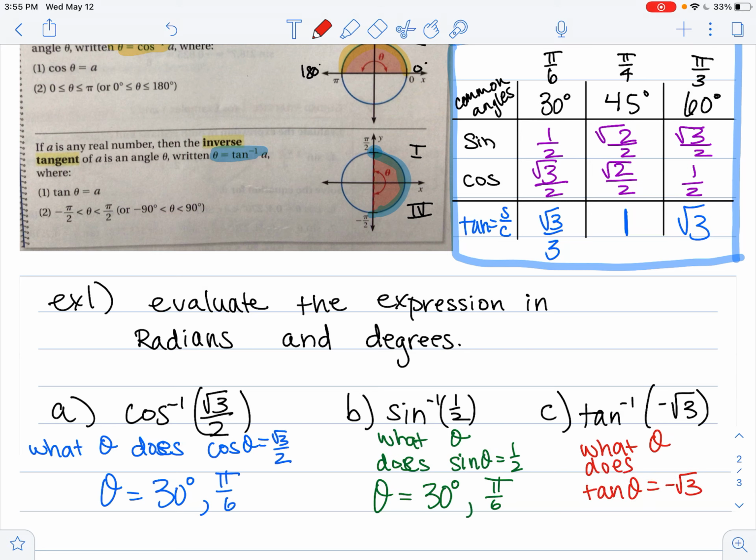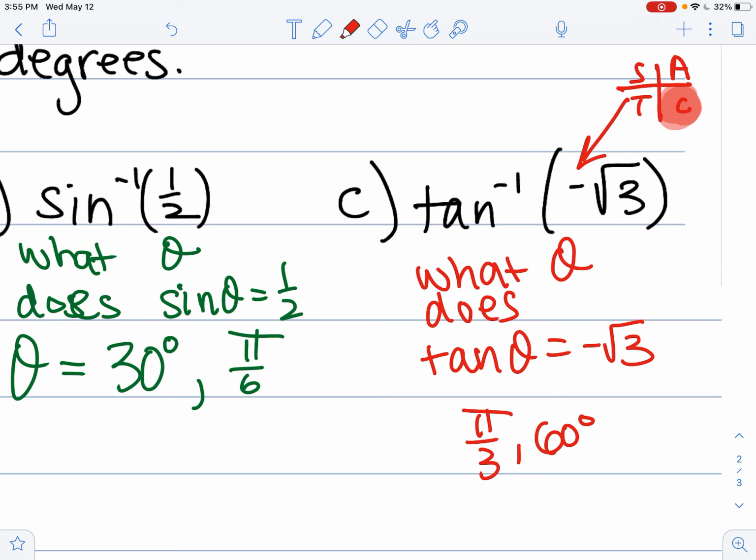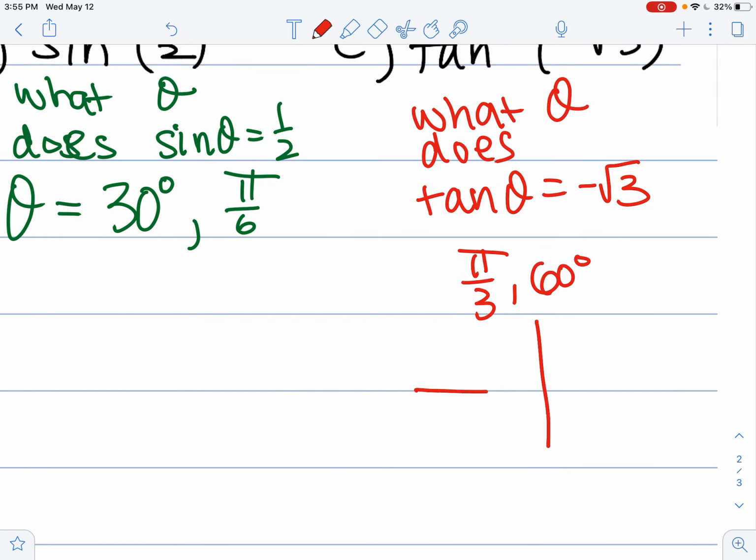So remember that inverse tangent, if we look up here, right here, we know it's either in quadrants 1 or 4, and because it's negative, we know that tangent has to be negative only in the fourth quadrant, because in the fourth quadrant, only the cosine is positive. So tangent would be positive in the first quadrant here. That means tangent has to be negative in the fourth quadrant. So we need to know where is theta in the fourth quadrant here, a pi over 3 or 60 degrees.